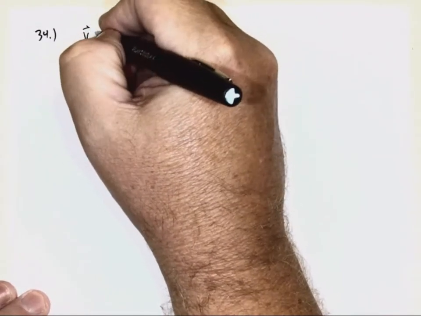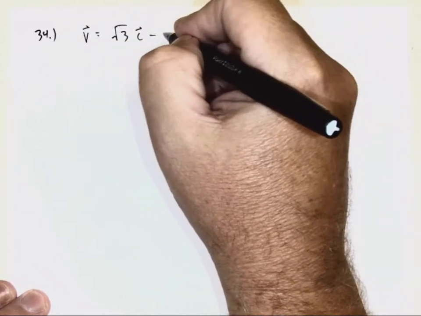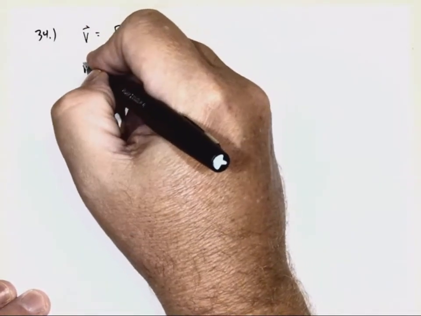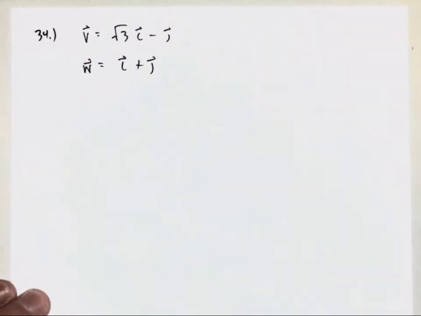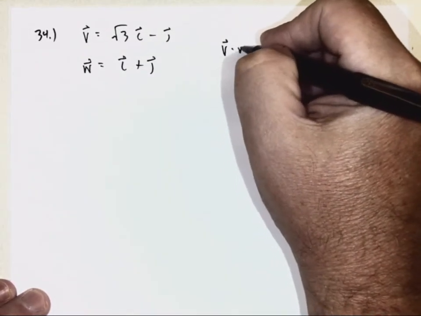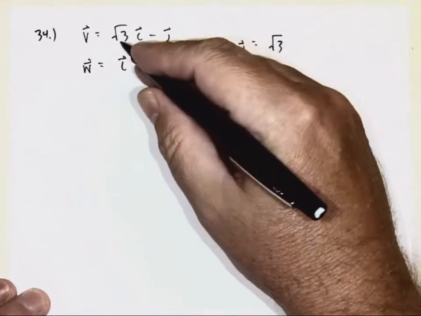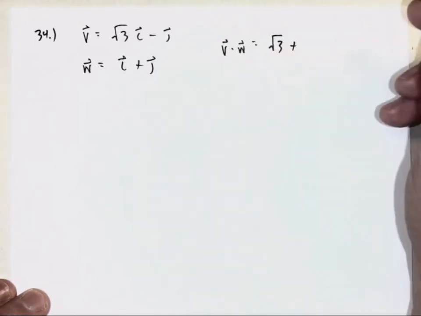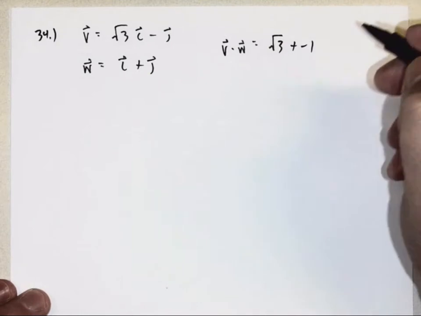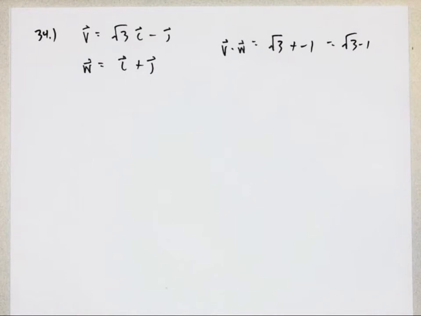So this one, vector v is square root of 3i minus j, and vector w is i plus j. Same thing. First thing to do is what's the dot product? Multiply the x parts, square root of 3 times 1, add it to multiply the j parts, minus 1 times 1. That's a little ugly. The dot product is square root of 3 minus 1.